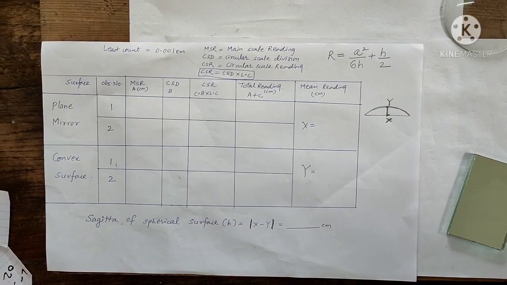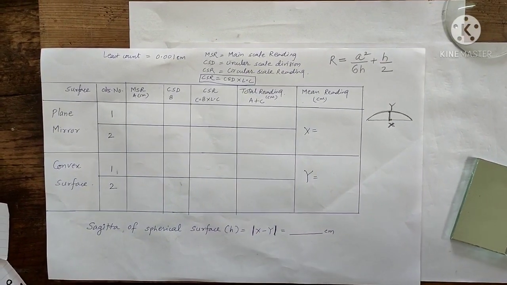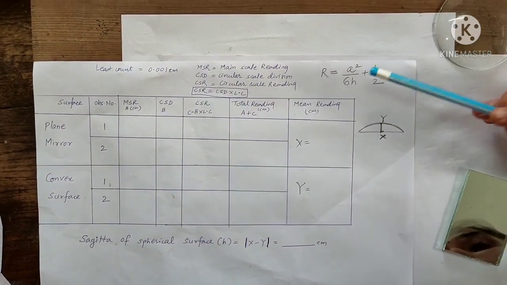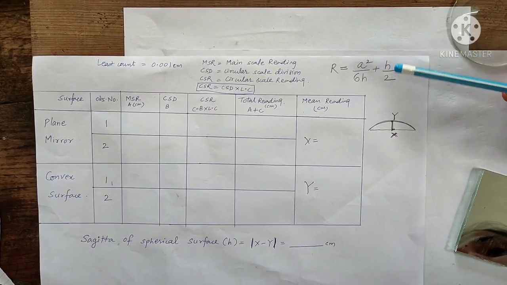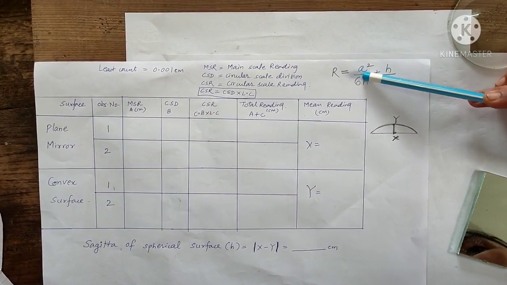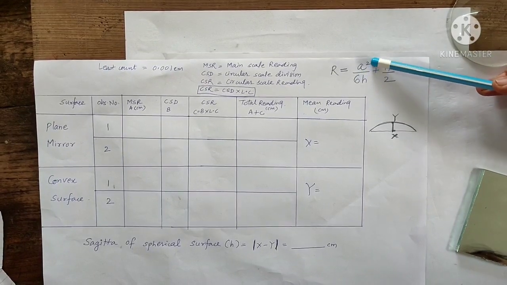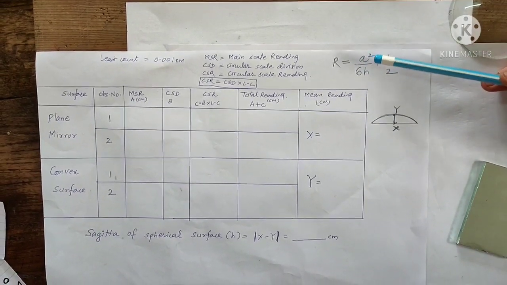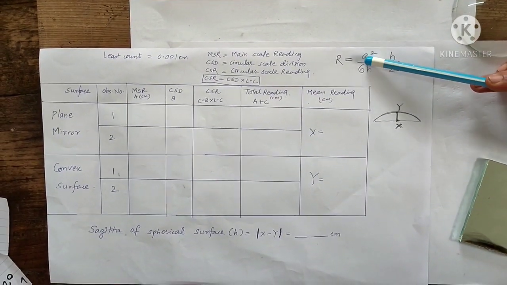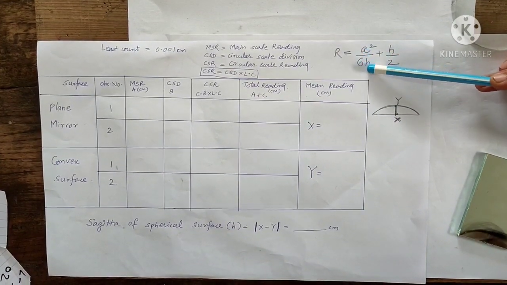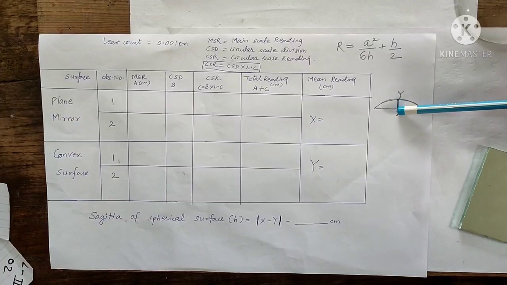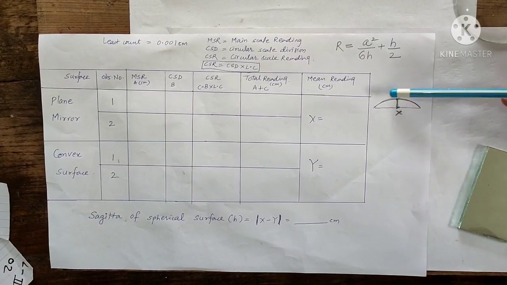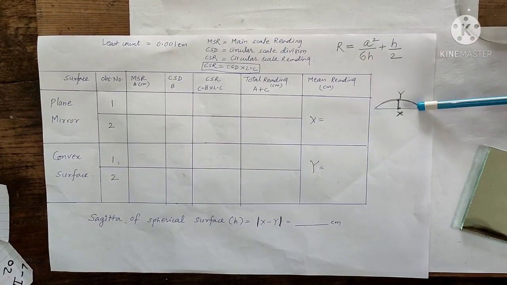Now to determine the radius of curvature of a spherical surface, the formula is R equals A square by 6h plus h upon 2, where A is the average distance between the legs of the spherometer, which you have already determined, right? Now the remaining part is h. What is h? h is sagitta. Sagitta is the height of the spherical or curved surface from the plane surface.